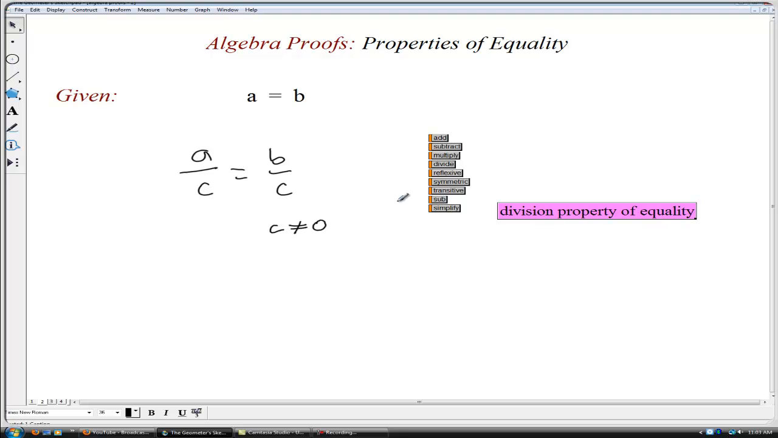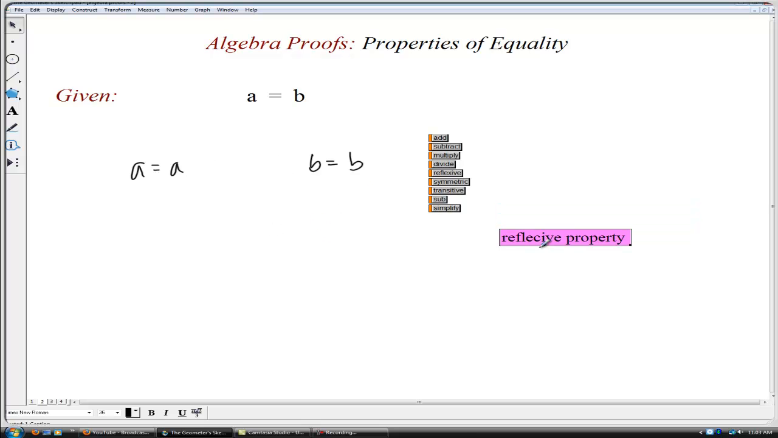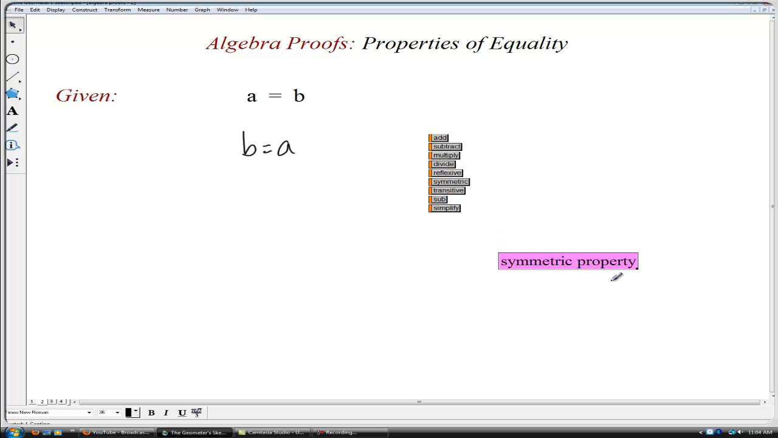Division property of equality says I can divide both sides of an equation by the same value as long as that denominator is not zero. Reflexive property, anything equals itself. The symmetric property states that I can switch an equation around. If A equals B, then B equals A.